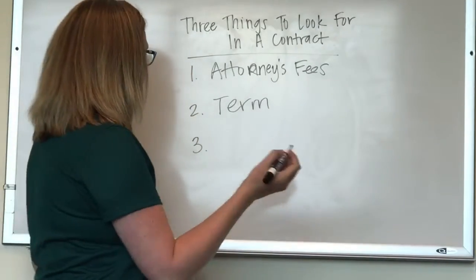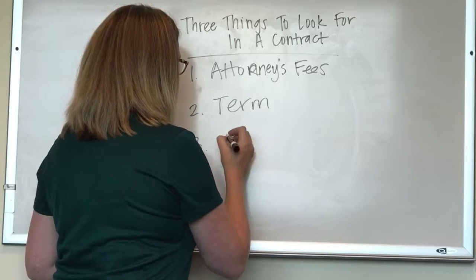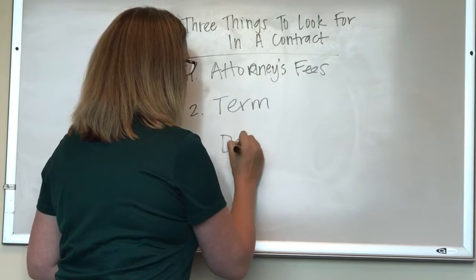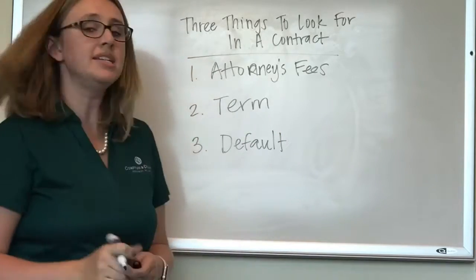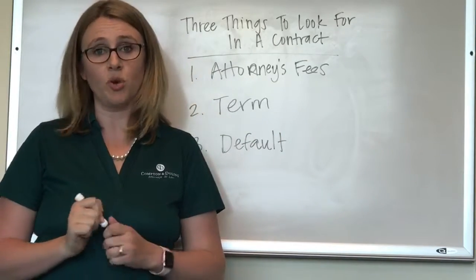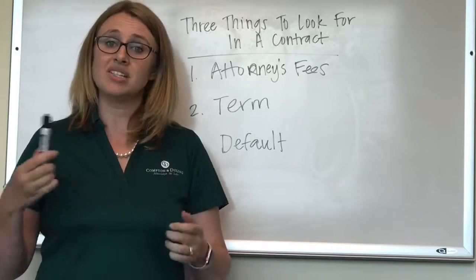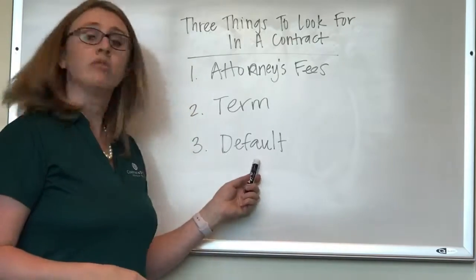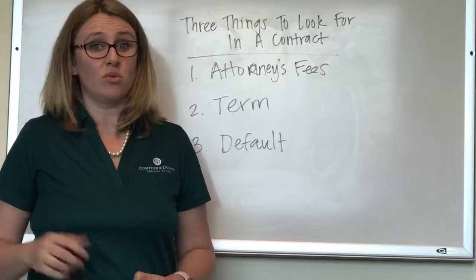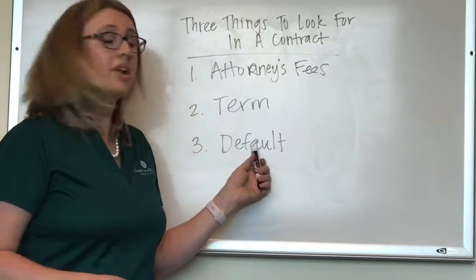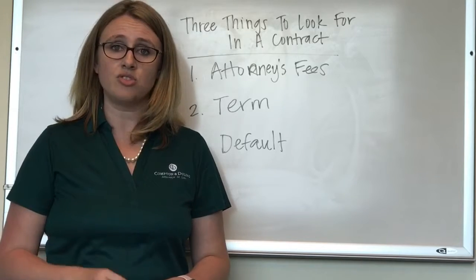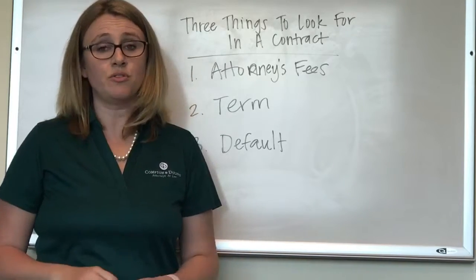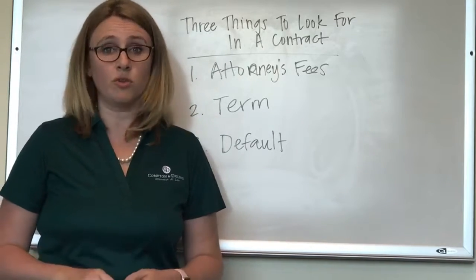Number 3, something that you want to look at in a contract is you want to know what the default terms are. You want to know what would need to happen in order for you to be able to enforce a breach of that contract. If someone doesn't do what they're supposed to do, what are your remedies under the contract? If you don't do what you're supposed to do, what can someone else pursue against you? You need to know what the default provision says in any contract that you enter into. If there is no default provision in the contract, you may have trouble enforcing it.